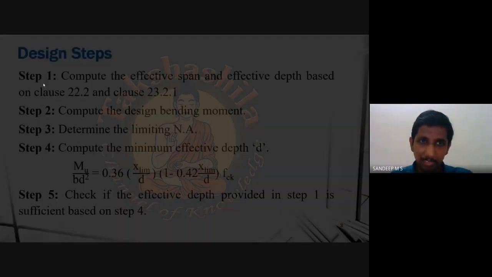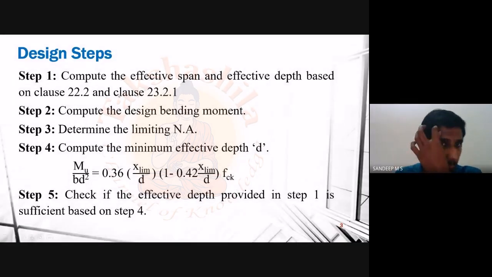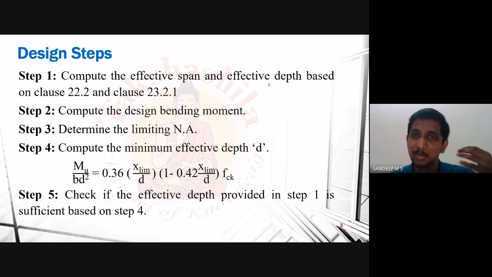So let's see what are the different steps given here. In step 1, based on the data given, we have to calculate the effective span, and based on this effective span, we can calculate the effective depth. How? Based on the clause, that is, based on your L/D ratio. As we have discussed in the control of deflection, we have some L/D ratio depending on whether it is a simply supported beam or other type, and based on that you can find out the value of effective depth, and based on this effective depth you can calculate the value of effective span.